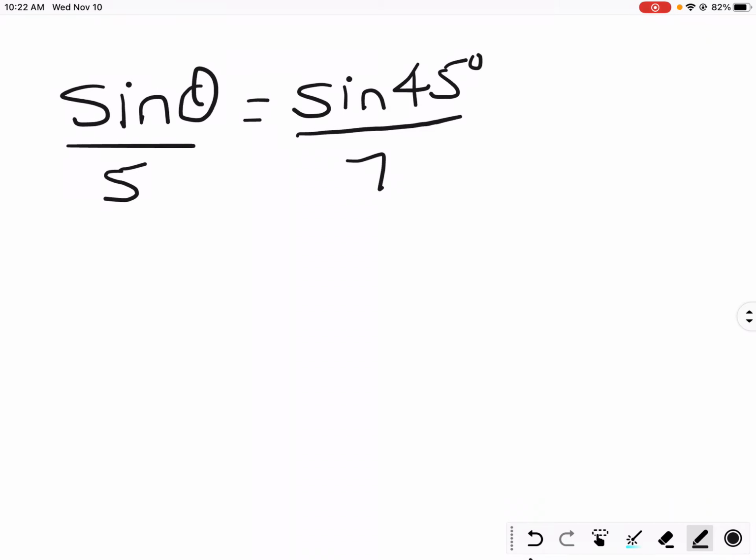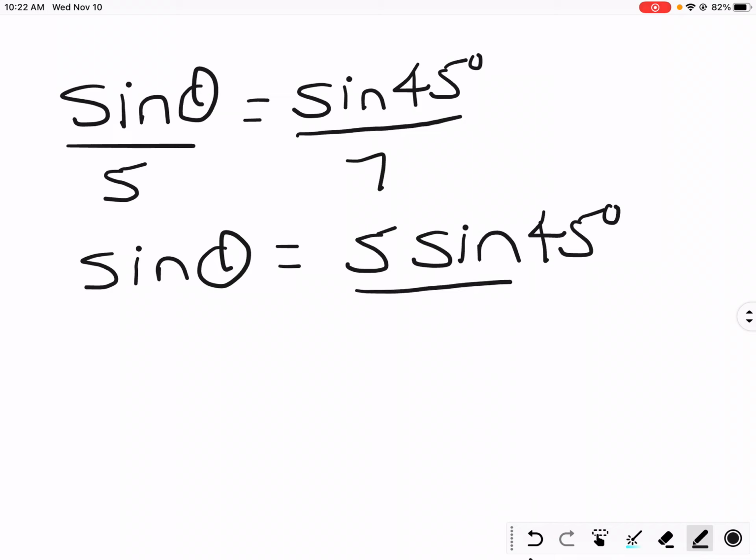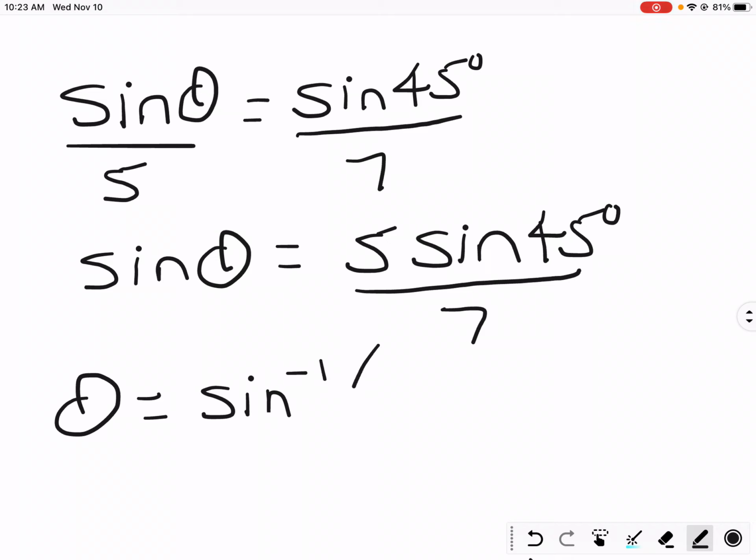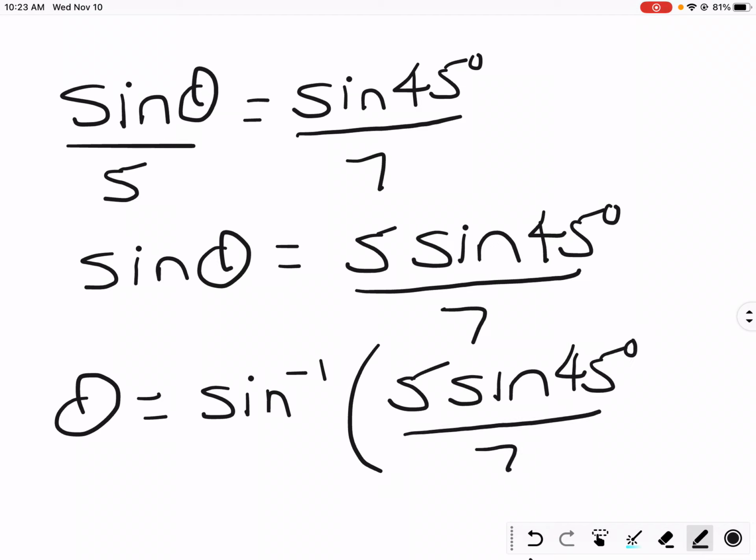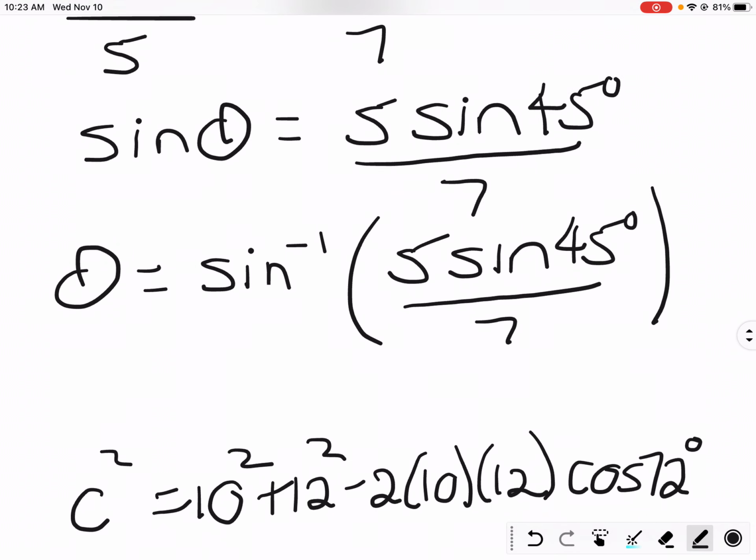In this one here, first of all, we need to get sine theta by itself. So we'll multiply both sides by 5. And then, because we're finding the angle, we're going to do inverse sine of both sides. You should be able to basically type this into your calculator, just like that. No calculations until we actually type this in, just like this, and press enter. And I believe this gives us roughly 30 degrees.